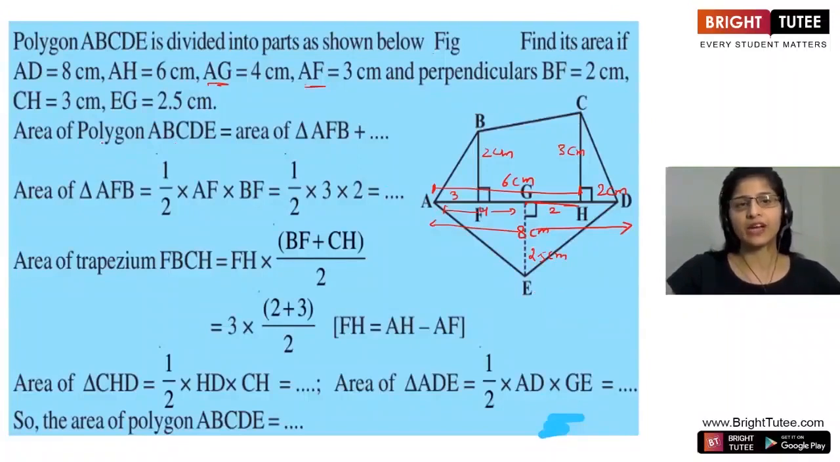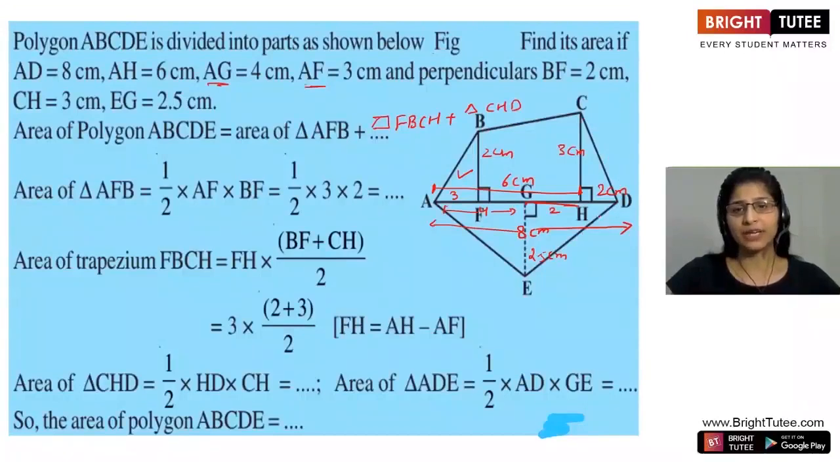Now they are asking the area of polygon ABCDE. It is the area of triangle AFB plus what we need to write, the area of trapezium FBCH, plus the area of triangle CHD. So these are the areas that we are going to add to get ABCDE.